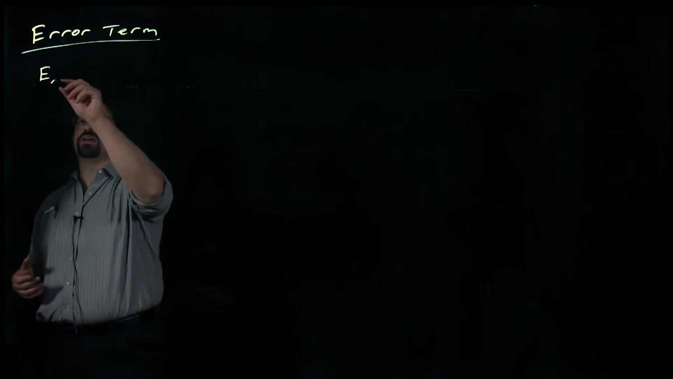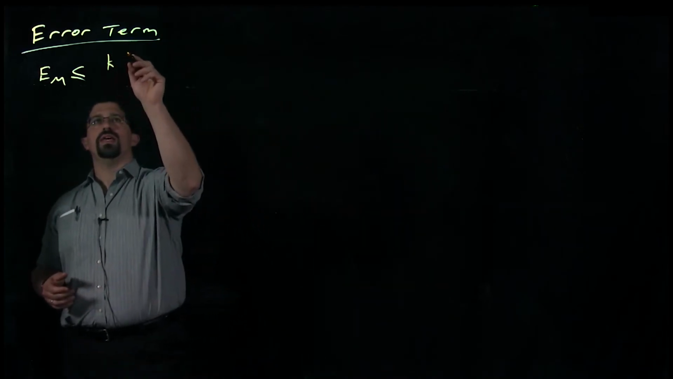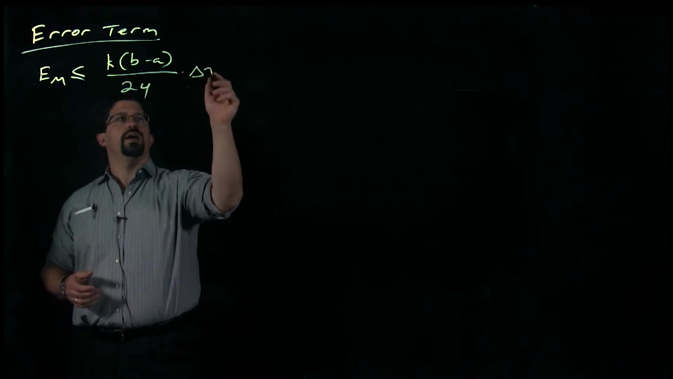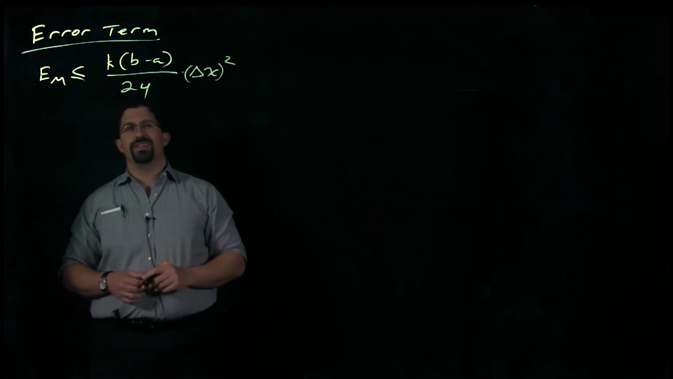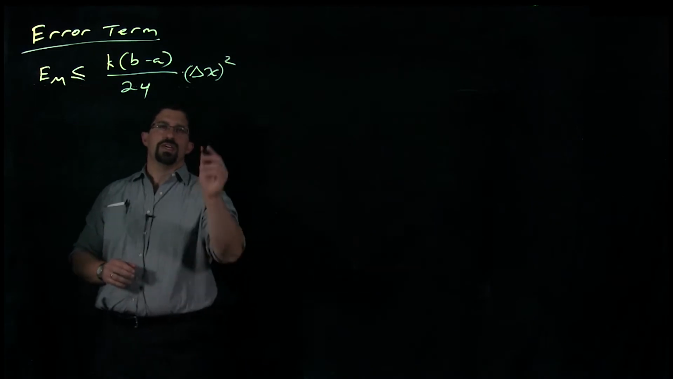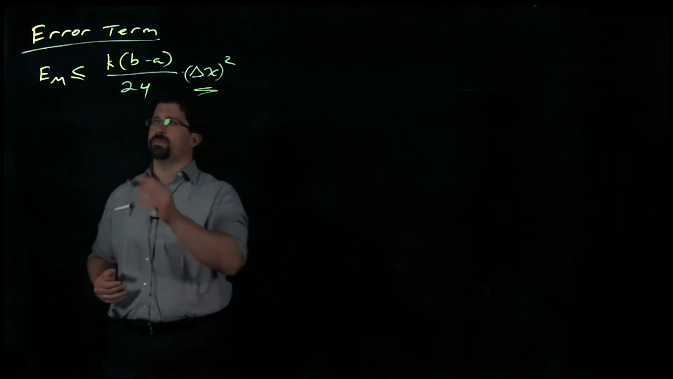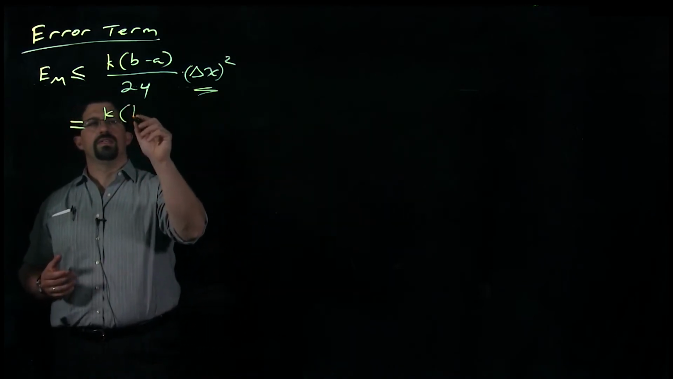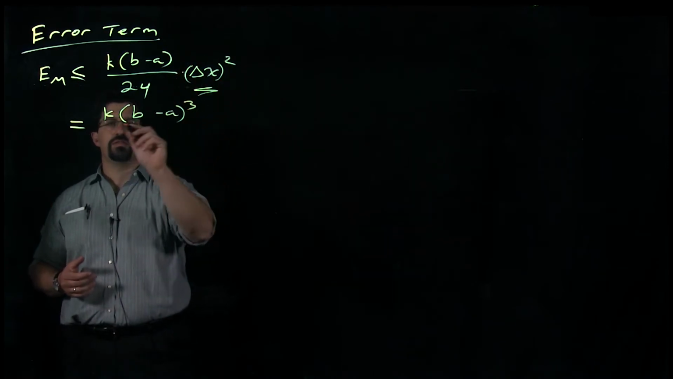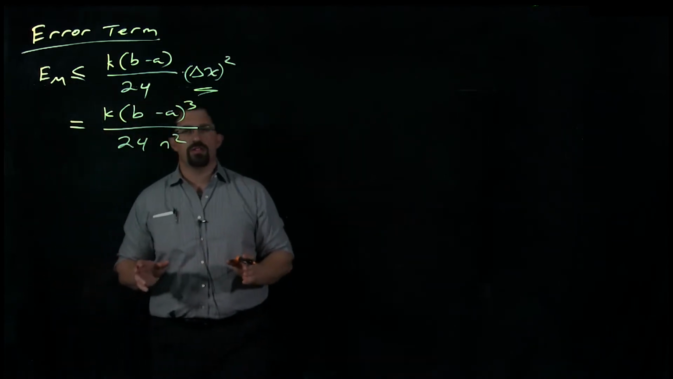So let's stick with the midpoint error. That one is less than or equal to k times (b minus a) divided by 24 times delta x squared. I'm not a big fan of this formulation. This is what the textbook uses. I prefer to take this delta x, which is equal to just (b minus a) divided by n, and write it using that. So you have b minus a, one time over here, two times over here is cubed, over 24n squared. That gives you a much better sense of what's going on.